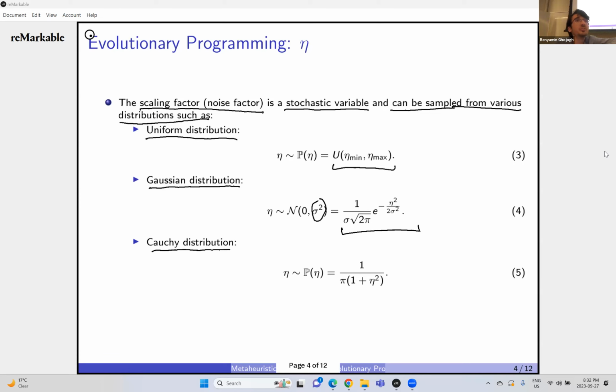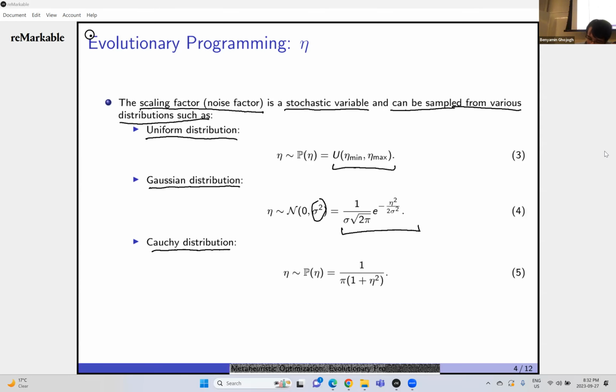Or I can use Cauchy distribution. You understand what I'm doing, right? In addition to teaching you the algorithms, I'm teaching you some other things in statistics, in other fields of science, right? It's a multidisciplinary course. Okay, so Cauchy distribution is another one.